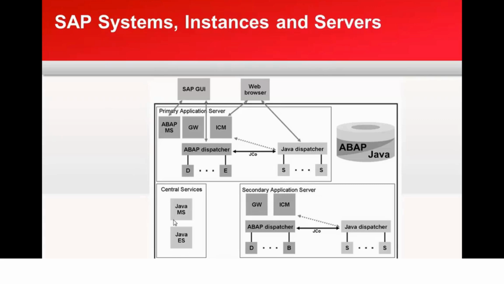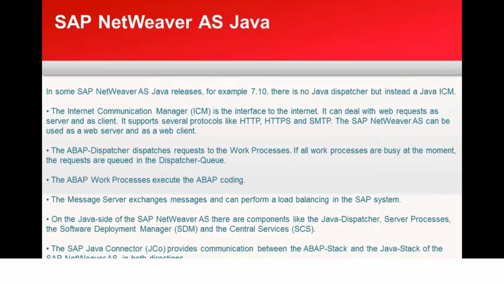Then you have the central services, which is the most important thing. You have the Java message server, the Java enqueue server, and the secondary application server. You have the gateway, ICM, ABAP dispatcher, and Java dispatcher. These are basically the instance and services servers.